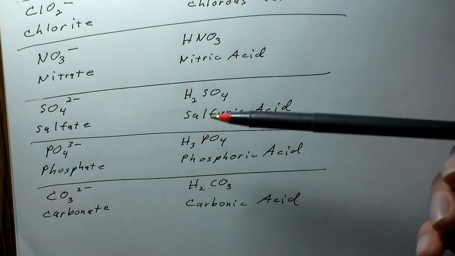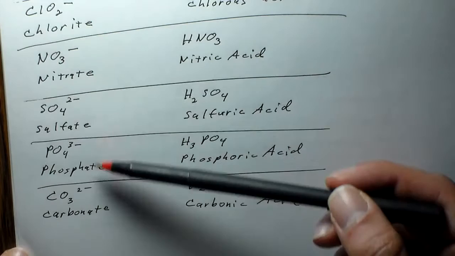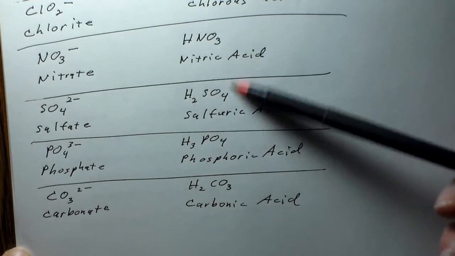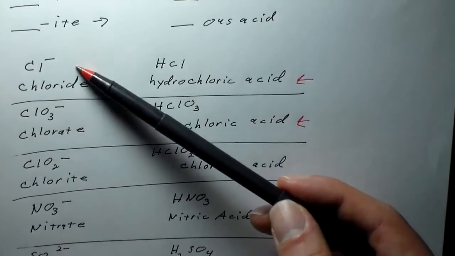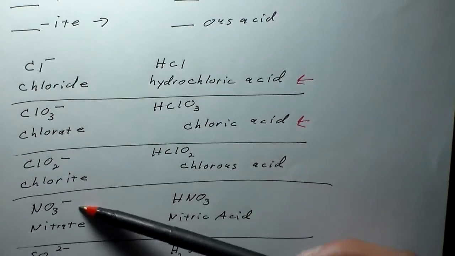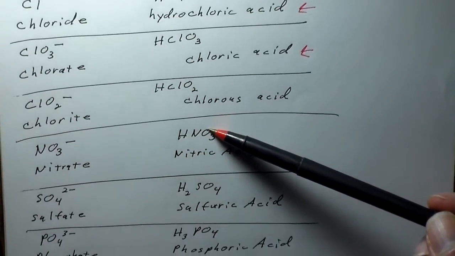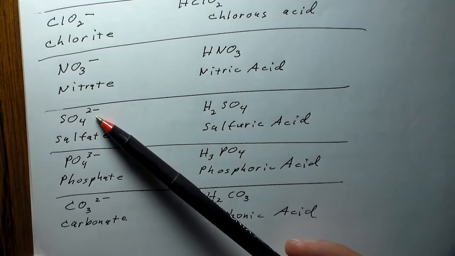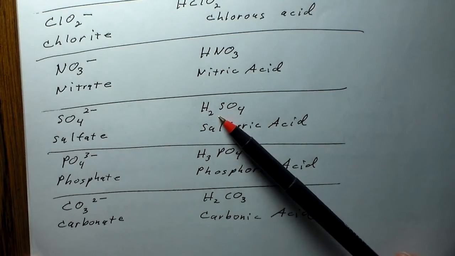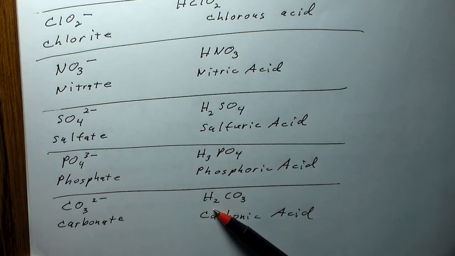The other thing is, notice how many hydrogens we have. If you know the charge on all these anions, knowing how many hydrogens are in the acids is really easy. All the ones that have a charge of -1, we simply add 1 hydrogen to them, and now we have the corresponding acid. If we have a charge of -2, we add 2 hydrogens. If we have a charge of -3, we have 3 hydrogens, and down here we have 2 hydrogens.